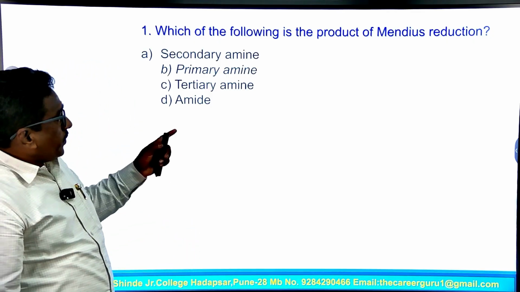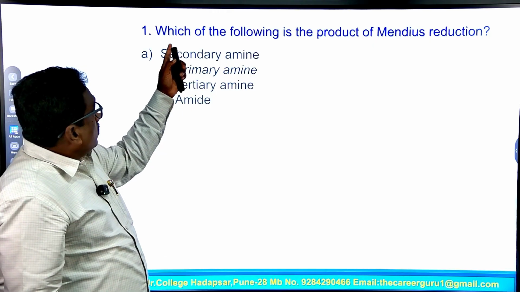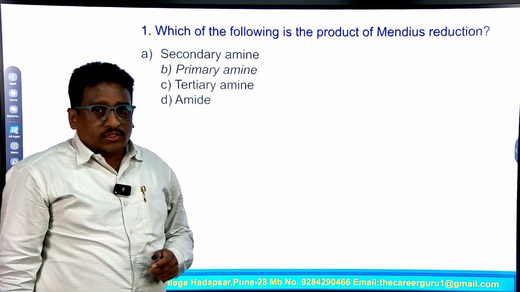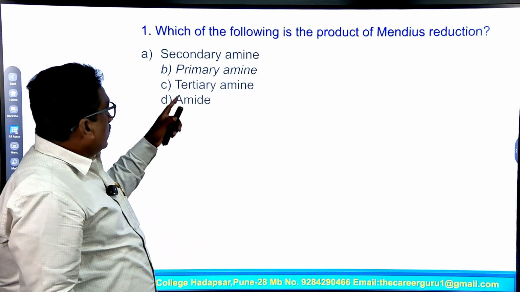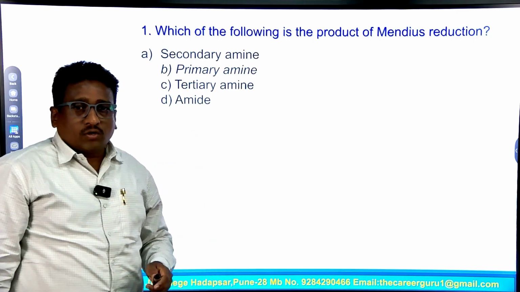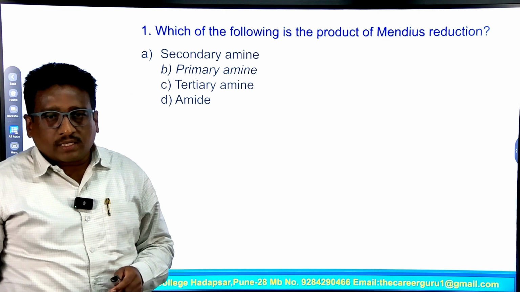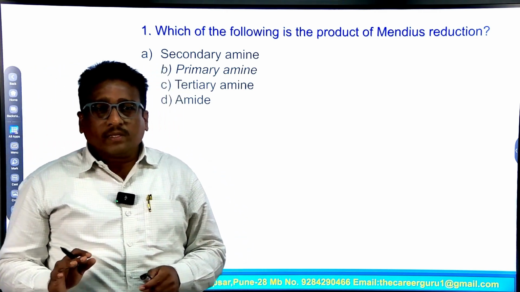So, this MCQ is based on the Mendius reduction. First MCQ: which of the following is the product of Mendius reduction? Option A, secondary amine; option B, primary amine; option C, tertiary amine; and option D, amide. We have already studied the Mendius reduction. This Mendius reduction is useful only for the preparation of primary amine.